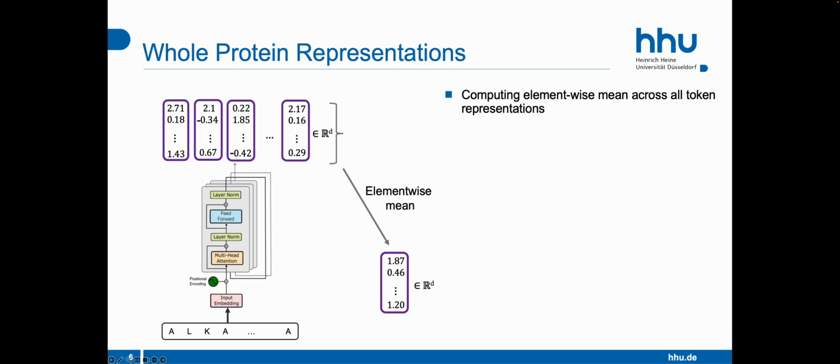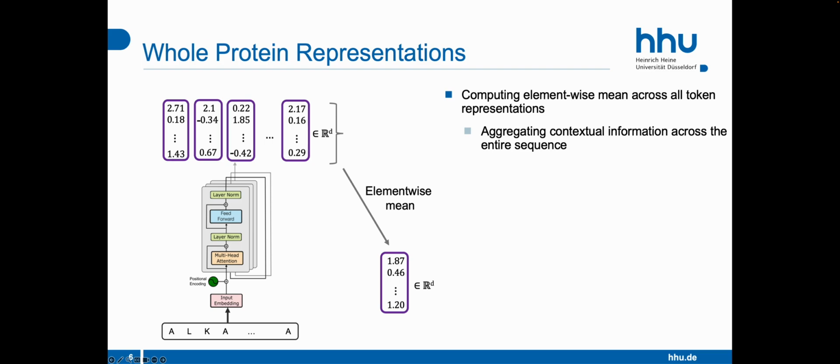Calculating the element-wise mean means that we calculate the mean of all the first entries of all representations and use this value as the first entry of our new vector. Then we calculate the mean of the second entries of all vectors and use this as the second entry of the new vector, and so on. And this whole protein representation is calculated after model training, when we present the whole amino acid sequence to the model without any masking. And it may seem surprising that computing the element-wise mean of all amino acid vectors results in a useful protein representation.